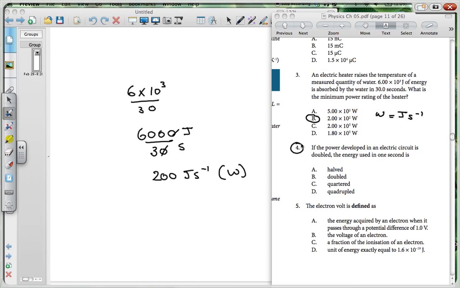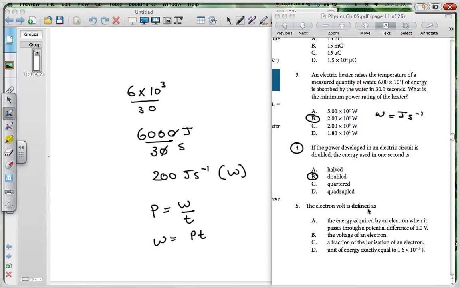Question 4. If the power developed in an electric circuit is doubled, the energy used in 1 second is halved, doubled. Well, we can see that our power is equal to our work over our time. So work is equal to power times time. So if the power is doubled, then obviously our work is also going to be doubled. There's a directly proportional relationship here. So that would be B.